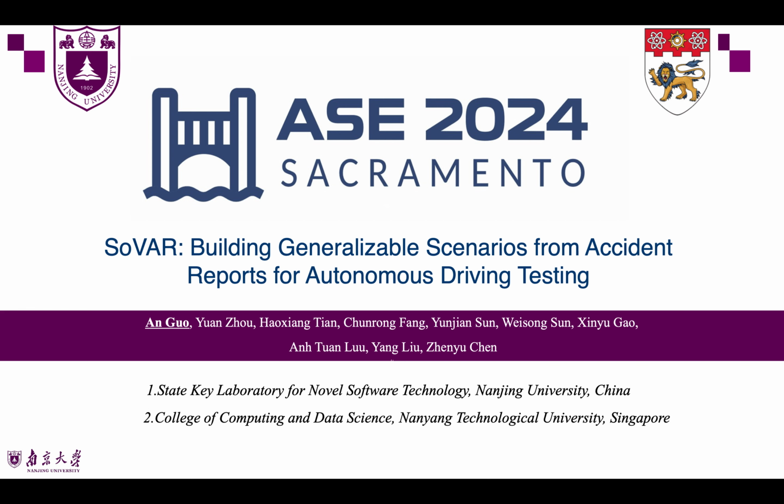My name is Guo An. I'm a PhD student from Nanjing University in China, and today I will present our ASE 2024 paper on autonomous driving testing. Its title is SoVAR: Building Generalizable Scenarios from Accident Reports for Autonomous Driving Testing. This research is a collaborative effort between Nanjing University and Nanyang Technological University.